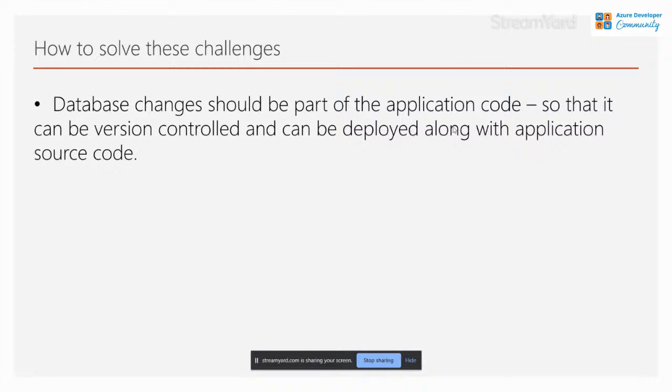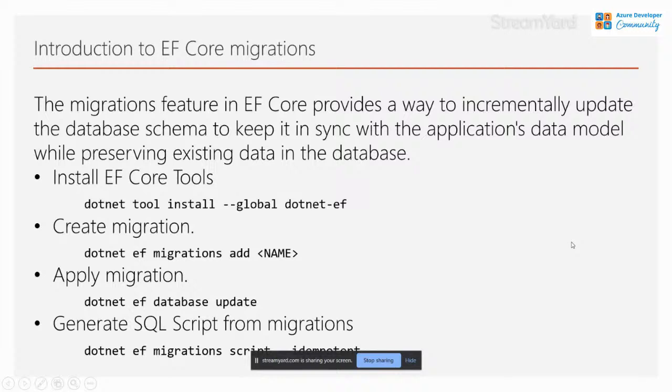For that, Microsoft, in .NET 3.5, introduced the Entity Framework. It's an ORM technology, and as part of Entity Framework, they introduced Entity Framework Core Migration. So what is EF Core Migration? It's a feature which helps you to incrementally update your database schema, sync with the application data model, and it will preserve the existing data in the database.